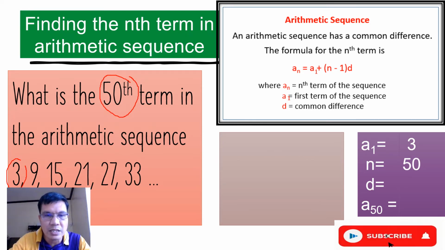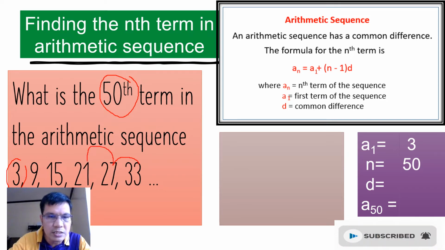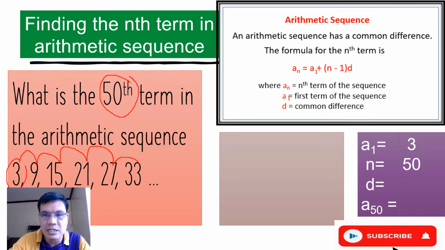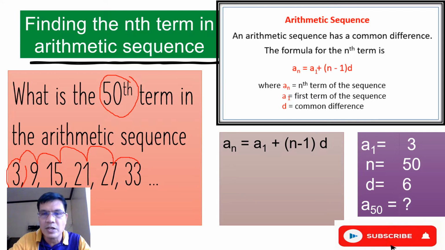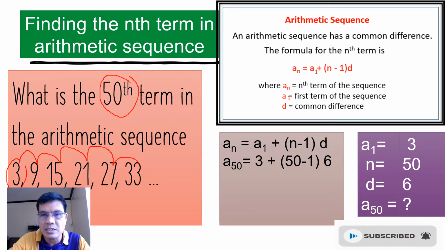And the common difference, let us take a look. What is our common difference? 33 becomes 27. 27 becomes 21. 21 becomes 15 and becomes 9 and becomes 3. So our common difference is, yes, 6. So we are looking for a sub 50. So let us translate in our formula. A sub n is equal to a sub 1 plus n minus 1 times d. A sub 1 is 3. 50 is the n minus 1 times the common difference 6.